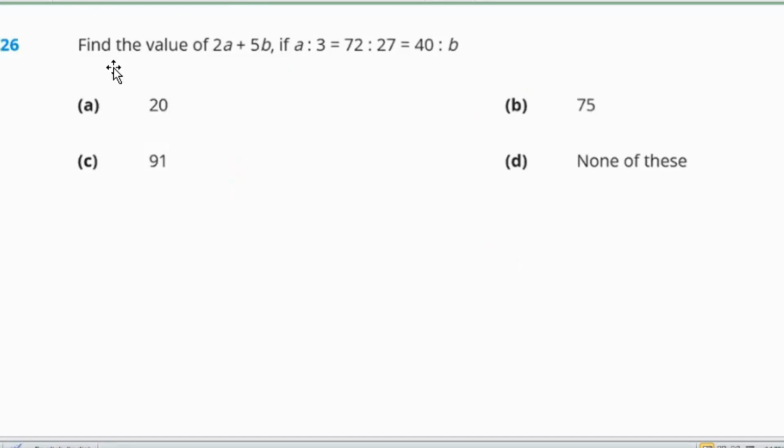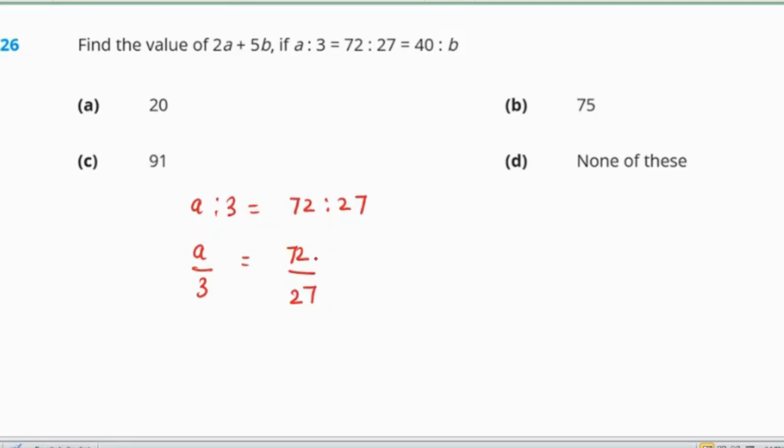Okay, now let's talk about question number 26. The value of 2A plus 5B, if the ratio A to 3 is 72:27. Okay, A ratio 3 is given to us as 72:27. So first we need to figure out what the value of A is. So A by 3 is equal to 72/27.